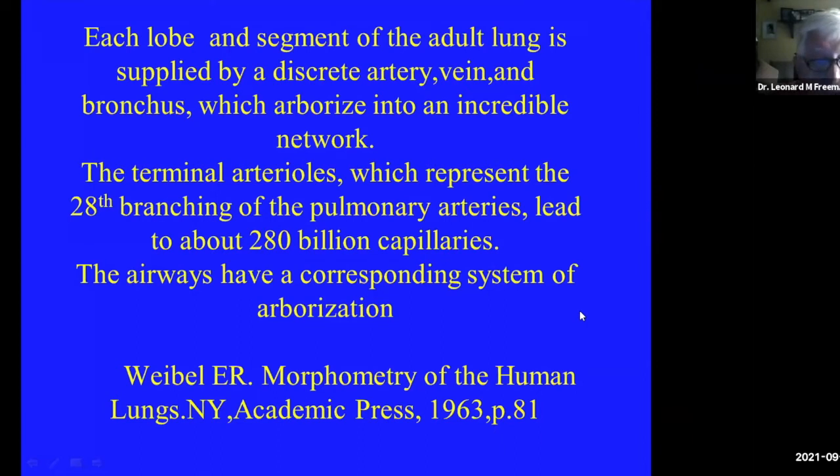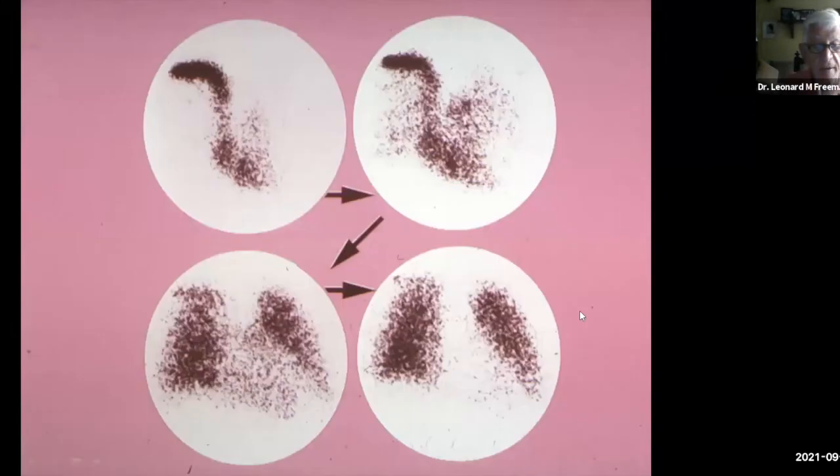How many capillaries do we have in the lung? See, each lobe and segment of the adult lung is supplied by a discrete artery, vein, and bronchus, which arborize into an incredible network. The terminal arterioles, which represent the 28th branching of the pulmonary arteries, leads to 280 billion capillaries. So you can see if we're giving the patient 1 million particles and the patient's got 280 billion capillary beds, we're not causing any problems. We're blocking a very tiny fraction of the patient's pulmonary artery bed.